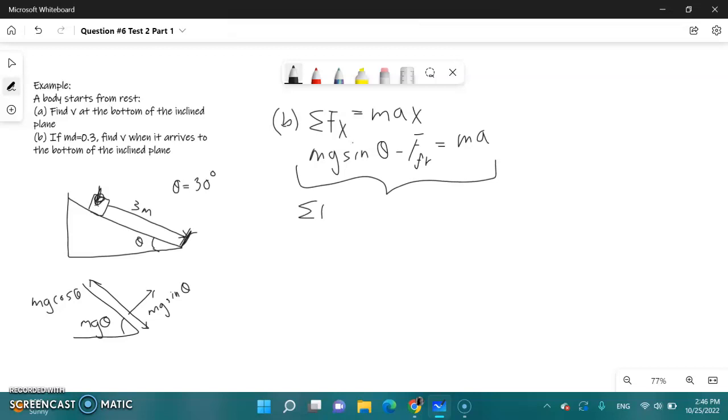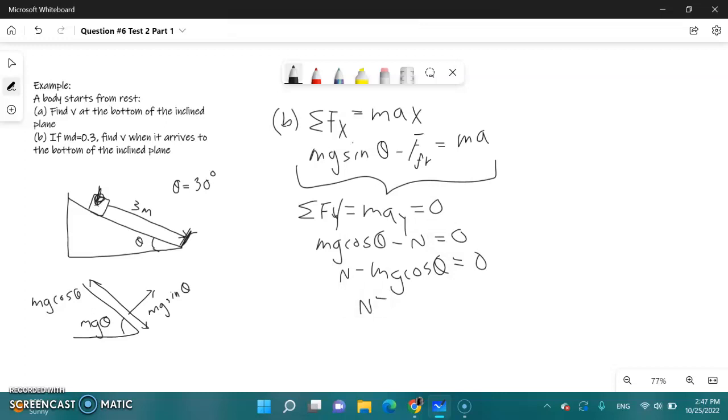Now the sum of forces in the y direction is may equals 0, because we know that the object is not moving up or down in the y direction. To find that, we have mg cosine of theta minus n, the normal force, and then once again n minus mg cosine of theta equals 0. In all of these cases it equals 0 because there's no movement happening in that direction. We finally end up with the normal force being mg cosine of theta.